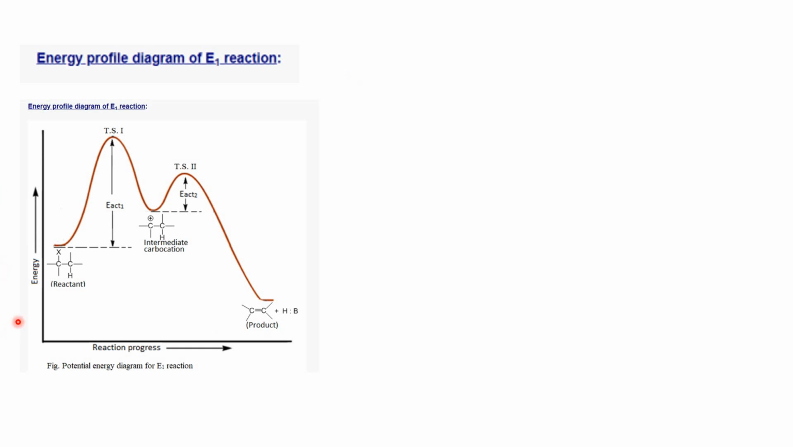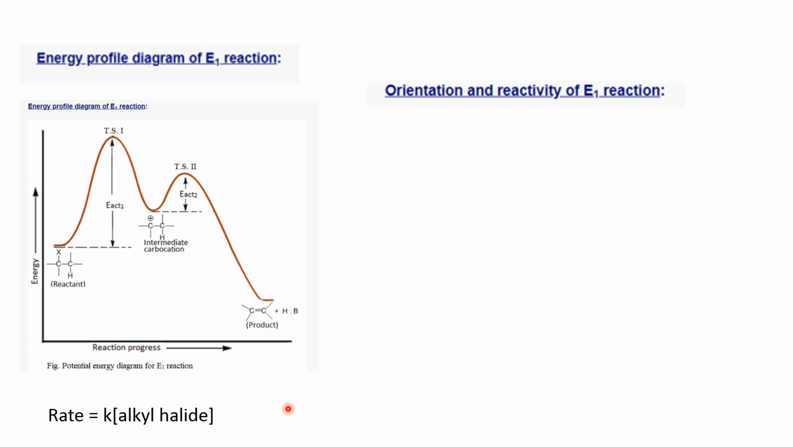Energy profile of E1 reaction. Here, as it consists of two steps, the first step is the rate determining step. This is the activation energy of the rate determining step, whereby the carbocation is formed, and from the carbocation the product is formed. And as in the rate determining step no nucleophile or base is involved, the rate will be equal to K into concentration of alkyl halide.